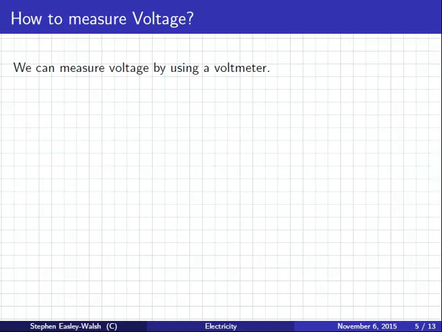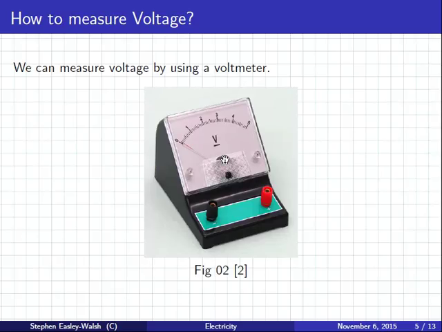So, how do we measure voltage? You can measure voltage using a voltmeter. Not too surprising. And this is what an old-fashioned voltmeter looks like. Now, the ones we have in our experiments don't look like this anymore, but this would be a classic voltmeter. And when you draw a voltmeter, you kind of draw it like this. So, I think it's enough if you can just write down we measure voltage by using a voltmeter.